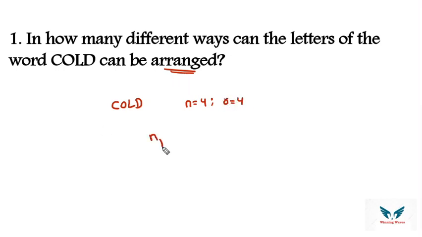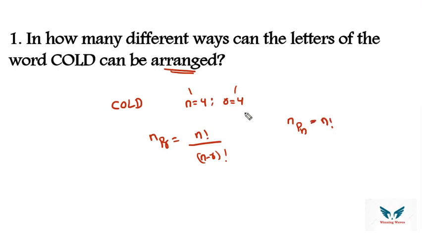Okay, so nPr equals n factorial by (n minus r) factorial. Here it is nPn. Why? Because the number of elements as well as the number of arrangements are both the same. So nPn is equal to n factorial, which we already saw.